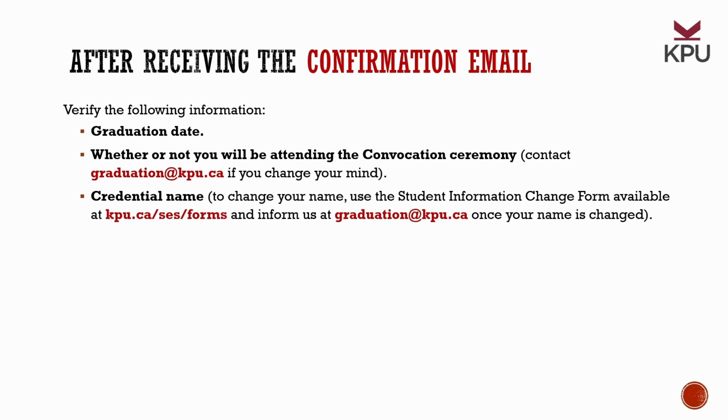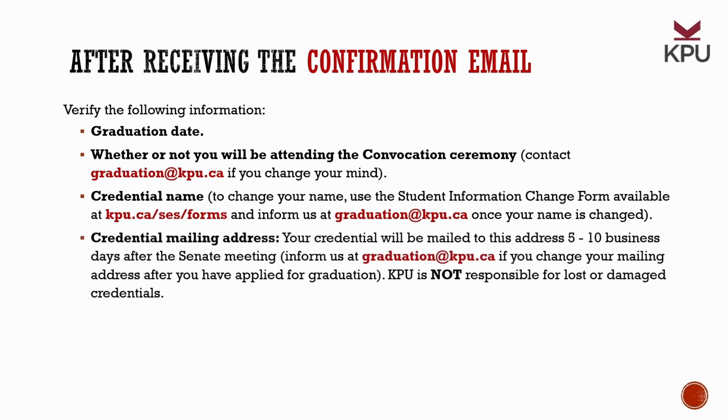To change your name on your official student record, use the Student Information Change form available at kpu.ca/ses/forms. Any updates should be done immediately, or your credential will be issued with an incorrect name. Once your name has been updated on your student record, inform us immediately at graduation@kpu.ca so that we can update your credential name.